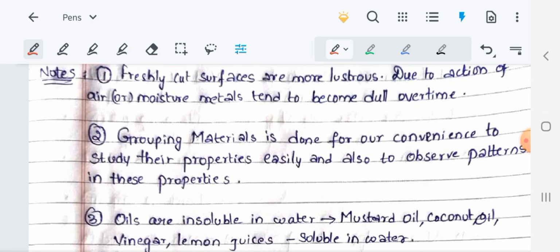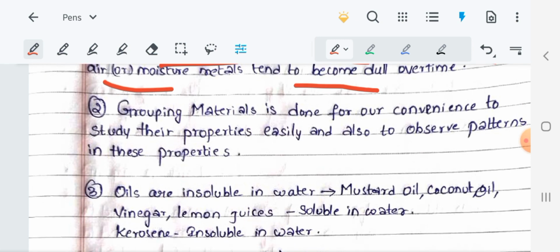Now, students, going towards the end of this video, we'll talk about some extra points. Mostly, if you purchase a new metal, say gold, in the initial days in the shop it will be very lustrous, very shiny. But when you use it every day, due to the action of water, moisture, and air, the metal tends to become dull. It requires polish to make it shine again. Freshly cut surfaces are generally more lustrous and shiny, but over time they tend to become dull, and they just require a little polish.